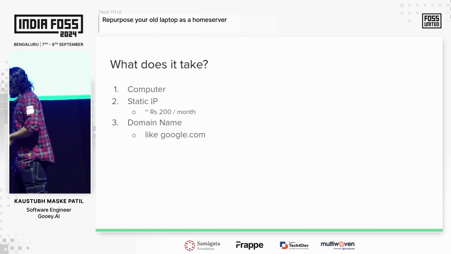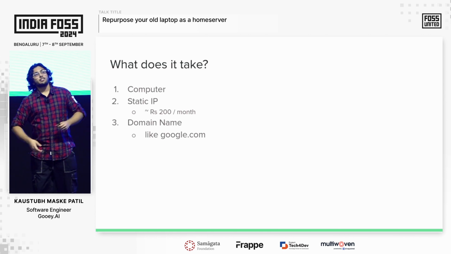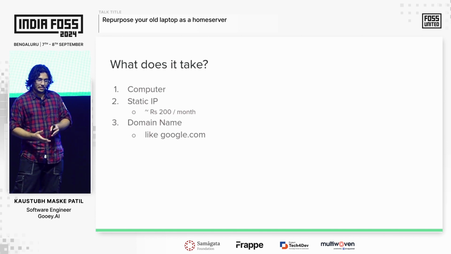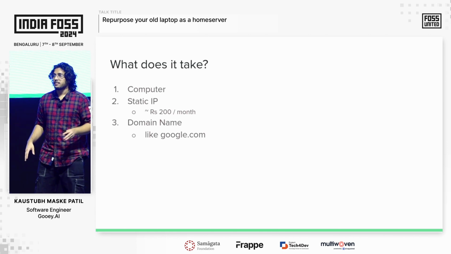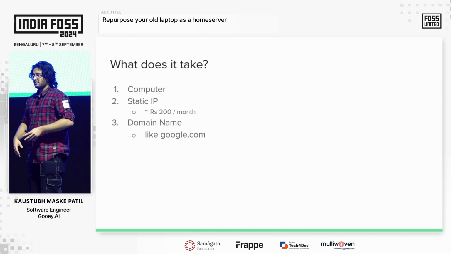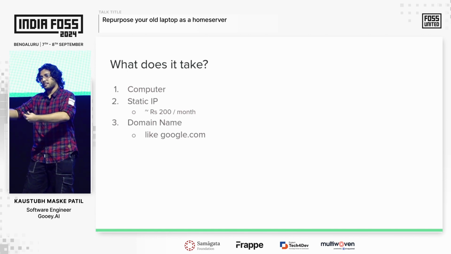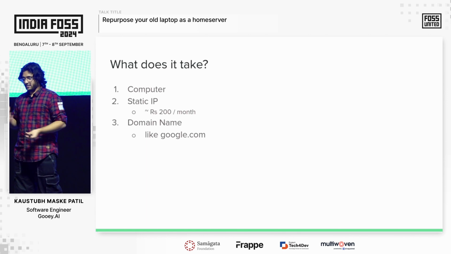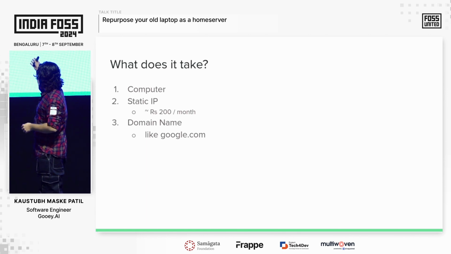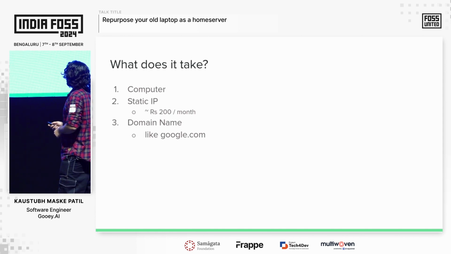So what does it take to self-host? Obviously you need a computer, and then you also need a static IP and a domain name. I'll get to what a static IP and domain name are and why you need one in a few slides. But a static IP is basically an IP that doesn't change, and a domain name is something like google.com. My domain name is kaustubh.page. So you could imagine it. You can get creative with it. There are a lot of TLDs. The TLDs, as in .com is a TLD, so you can get creative and find something that you like.